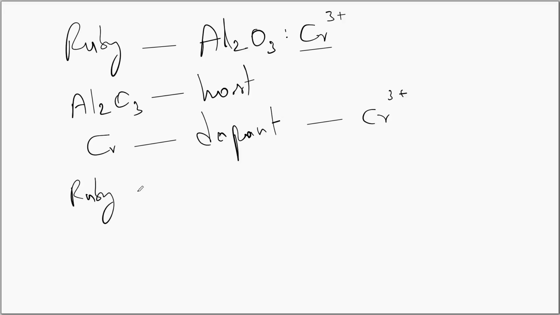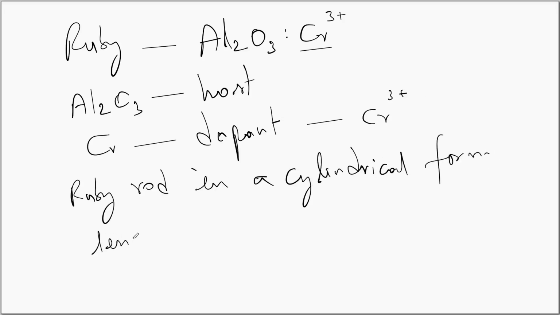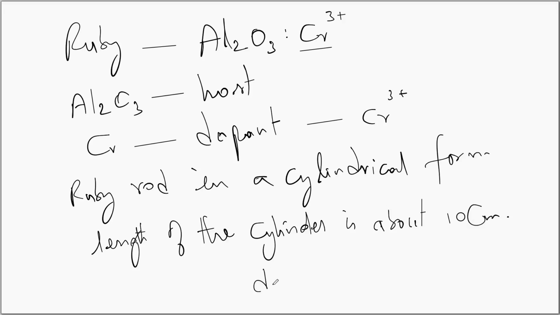We take the ruby crystal in the form of a cylindrical rod. Generally the length of the cylinder is about 10 centimeters and its diameter is about a centimeter or 0.5 centimeters.